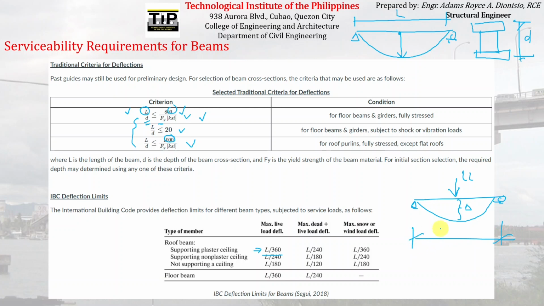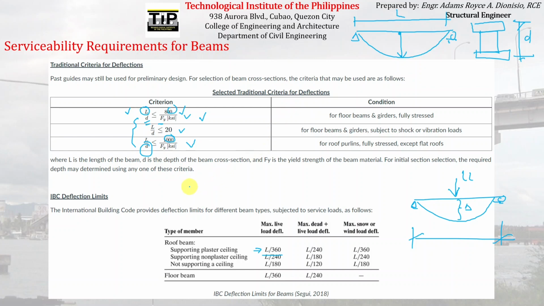Okay. So you can see here on this particular criteria, yung deflection is actually related to the total depth of the beam. So why is that? Bakit naging related yung deflection sa total depth ng beam?